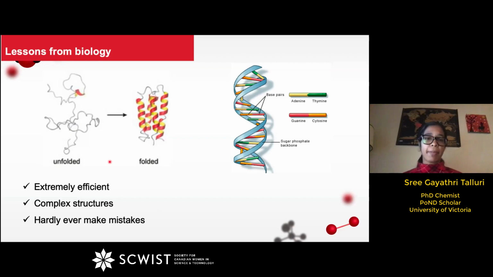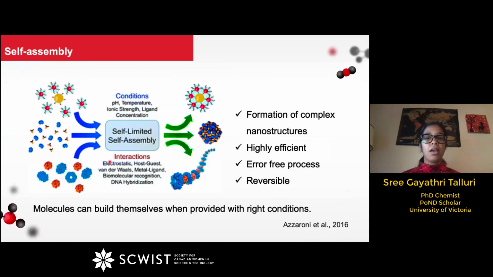Let's take an example of protein folding. Protein folding occurs at a rate of 10,000 nanoseconds per protein with 2 million types in humans. Biological processes such as protein folding and DNA replication are extremely efficient, far more complex than man-made objects, and hardly ever make mistakes. These life processes taught chemists to stop synthesizing everything from scratch, rather that molecules can form nanostructures by themselves when provided with right conditions. In the scientific world, this process is known as self-assembly.